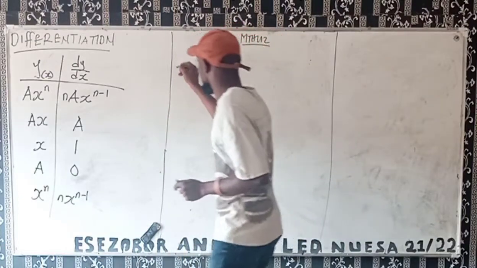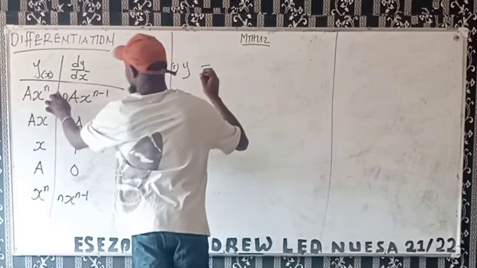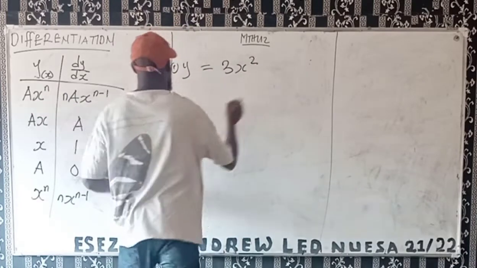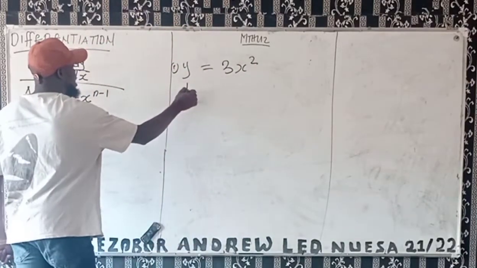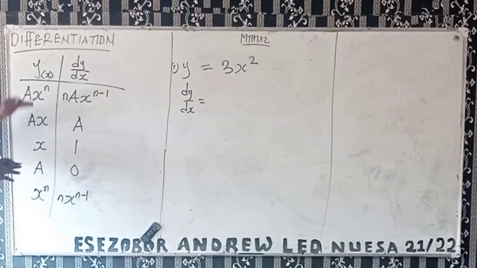Okay, let's take example 1. Let's say we have y is equal to 3x raised to power 2. What will be dy over dx for this? I'll just be showing you how to solve.